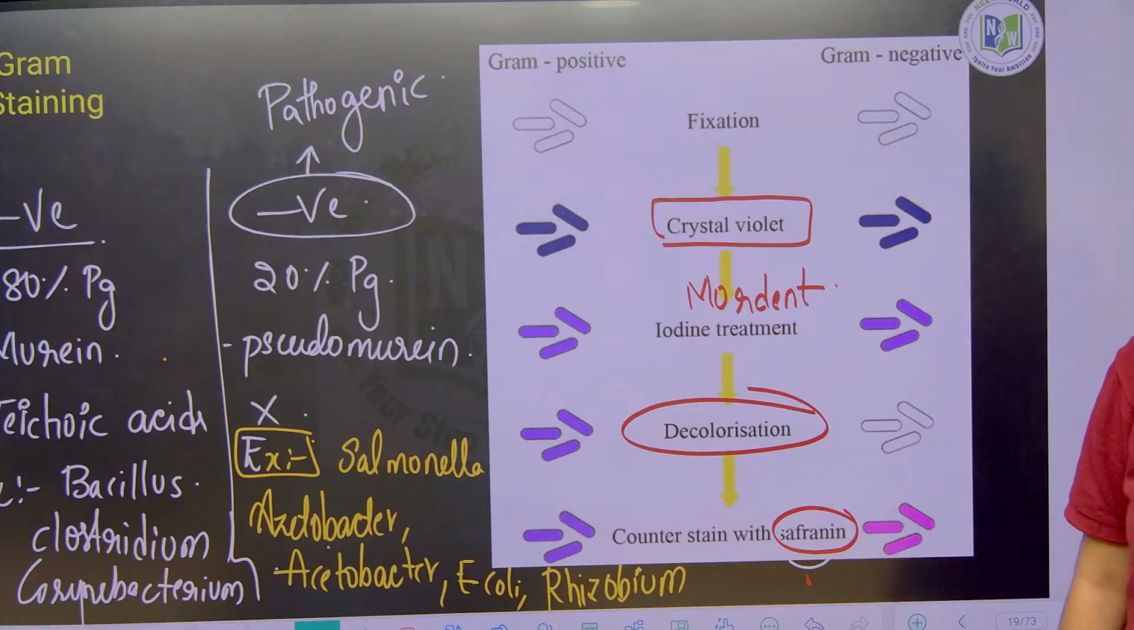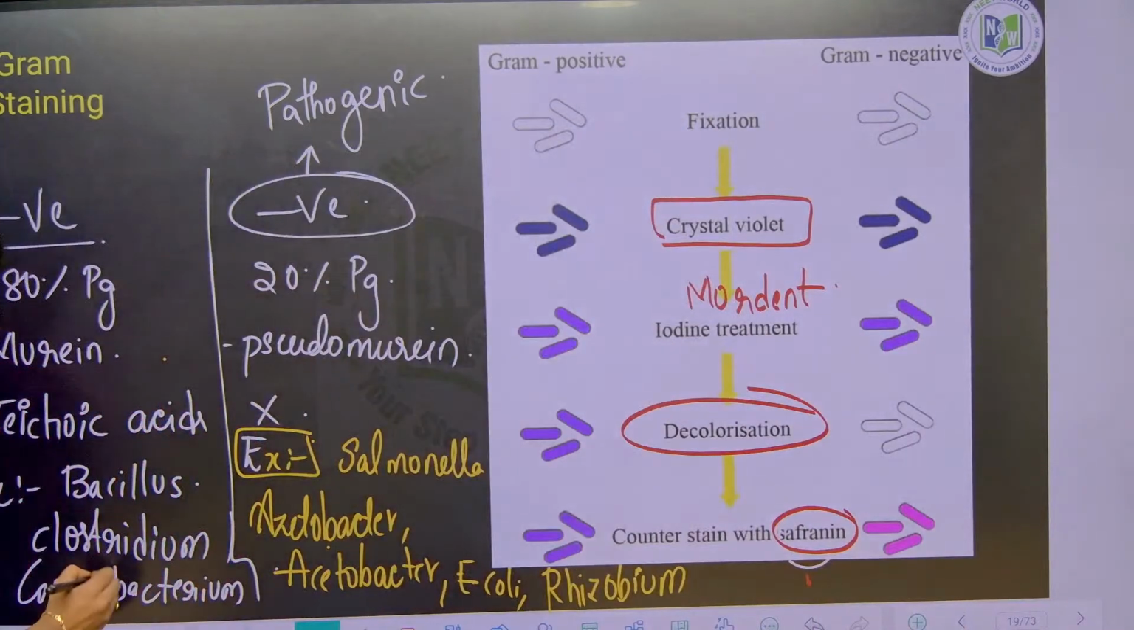Corynebacterium. This is E. Done, ma. Take your time, no problem. Take down slowly. Done?